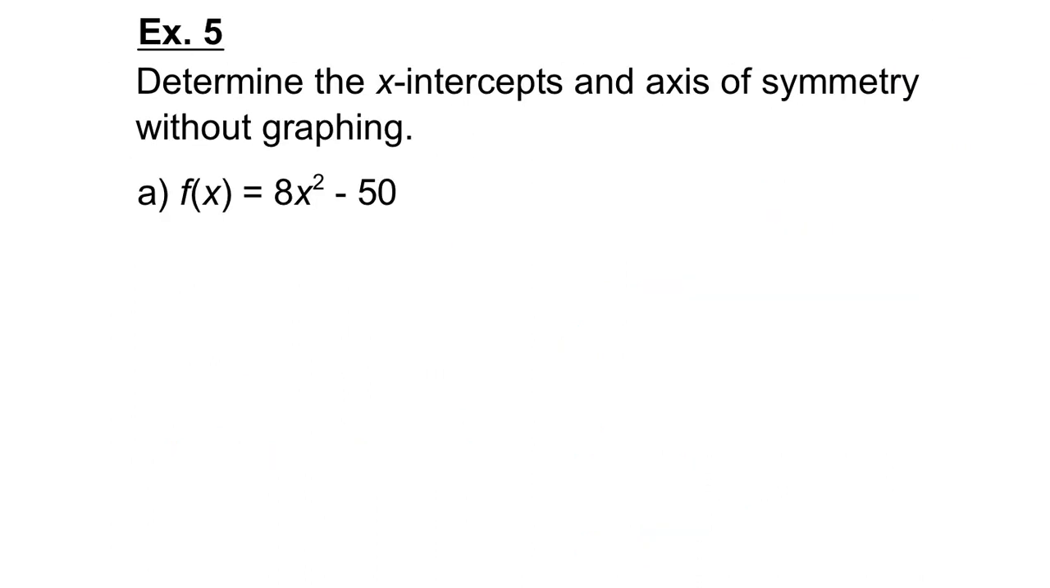Now, in this last example, I want you to determine the x-intercepts and axis of symmetry without graphing. In the previous example, we found the x-intercepts, so this question starts the same, but then we're also trying to find the axis of symmetry. So pause the video and see if you can find the x-intercepts just like you did in the previous example. Do that first.